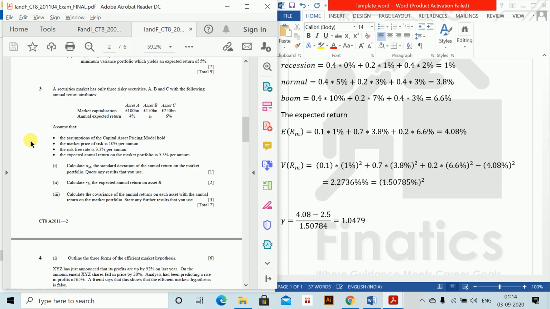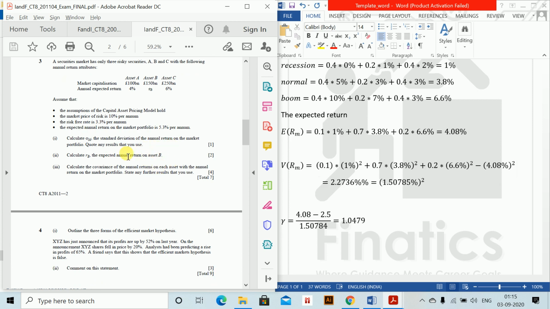Coming to the next question, securities. There are only 3 risky securities A, B and C with the following annual returns. Calculate the standard deviation σ_M of the annual return on the market portfolio. Quote any results that you use.